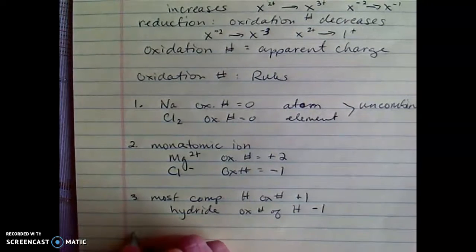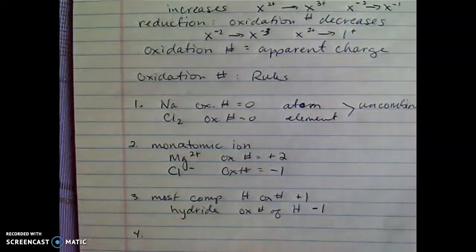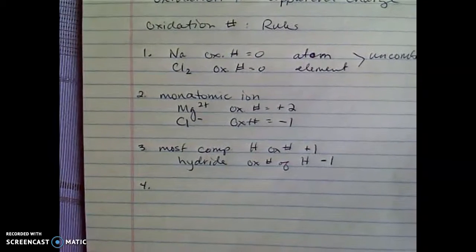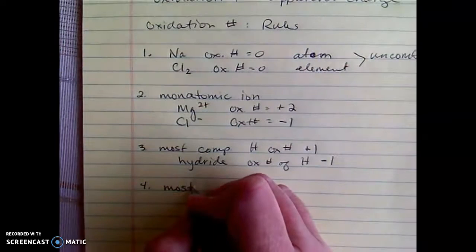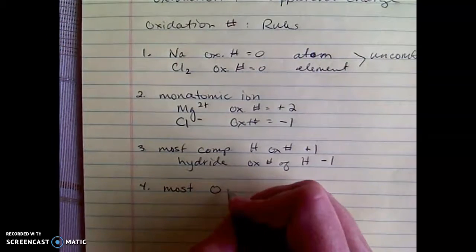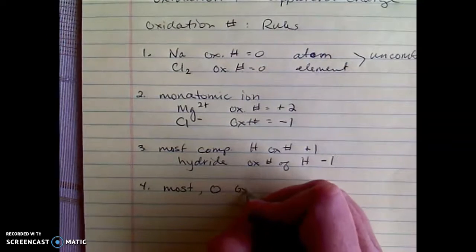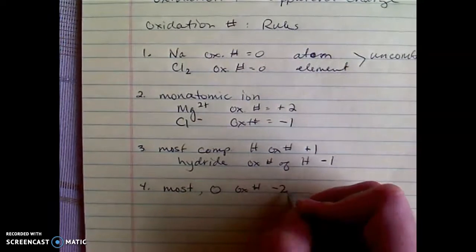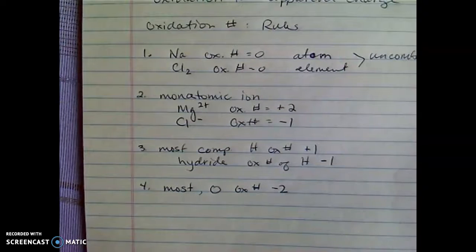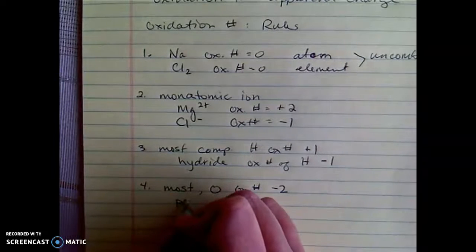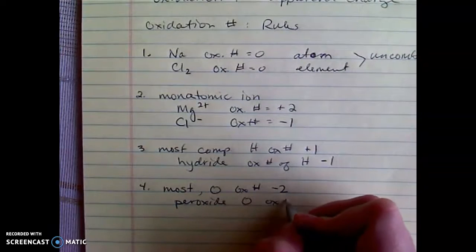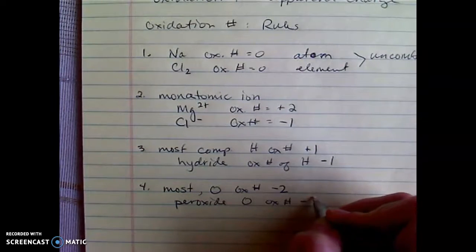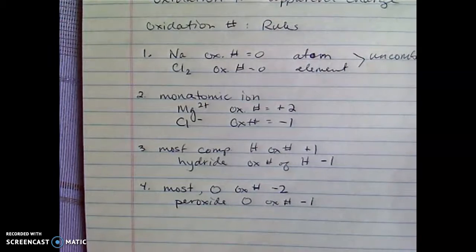Oxygen is kind of similar. For oxygen, most of the time, in most compounds, oxygen would have an oxidation number of -2. The only time it doesn't is when you have a peroxide. Then oxygen would have an oxidation number of -1.